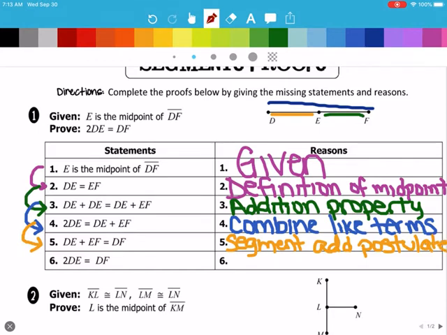Okay, last one from 5 to 6. I look, and now I have 2DE equals DF. Again, the right sides have not changed, so I need to focus on the left. DE plus EF became 2DE. But if I look back to step 4, I know that 2DE is the same thing as DE plus EF. So when I trade something out for the same thing, I'm using the substitution property.